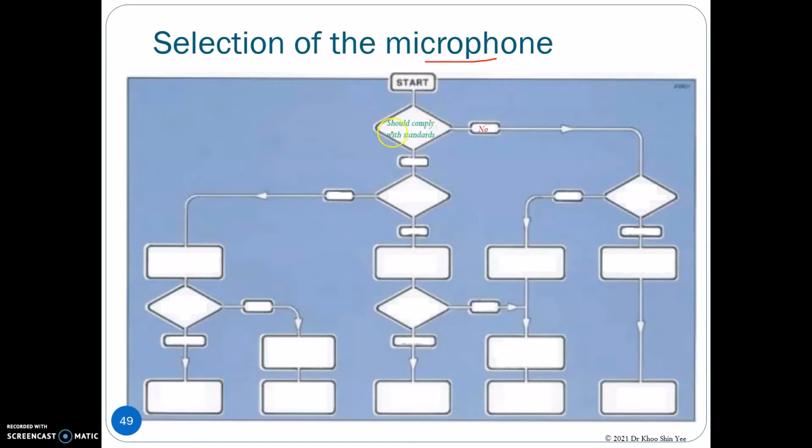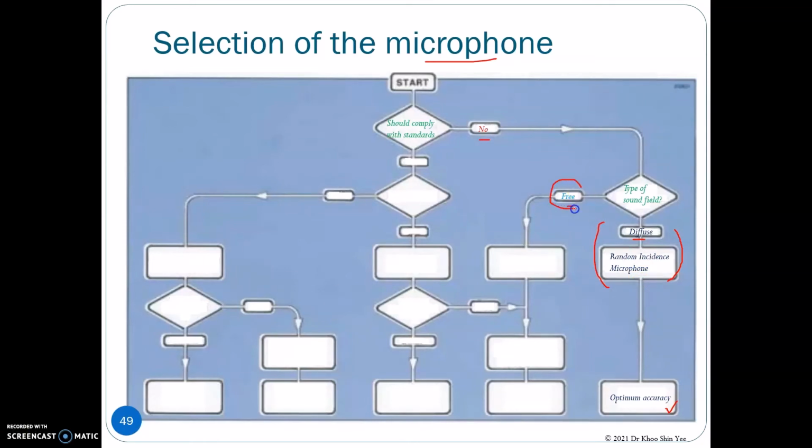First of all, we ask whether we need to comply with a standard or not. If the answer is no, then we need to continue to identify the type of sound field, whether it is free field or diffuse field. If it is diffuse field, then we need to choose the random incident microphone for the sound measurement. By doing this, we can obtain the optimum accuracy. No angle restriction for this case. If you point the random incident microphone at any angle at the same point, then you should obtain a similar result.